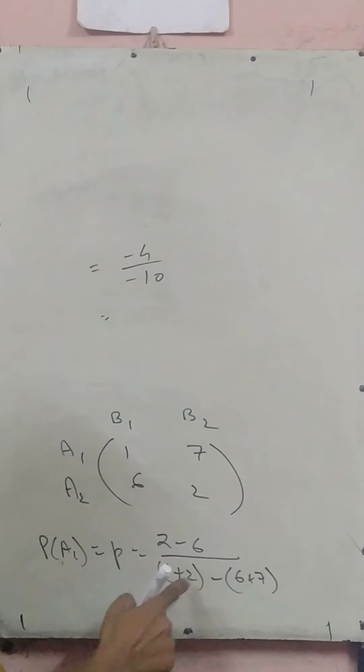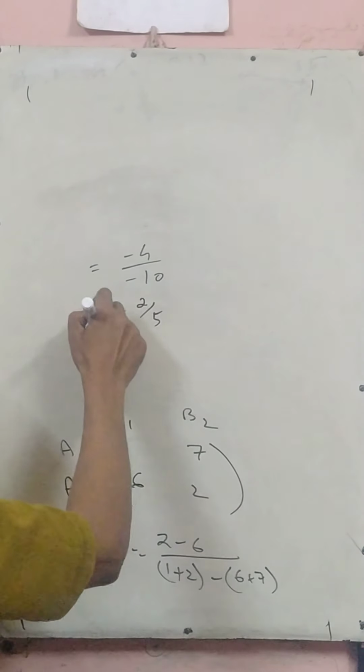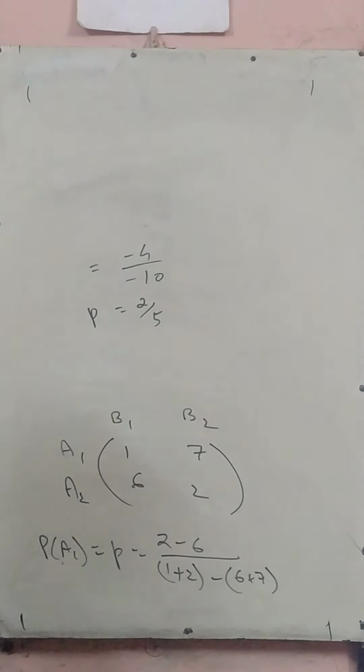Because minus 3, this is plus 3 and this is minus 13. So 2 by 5 is the probability of A1. Therefore, what is the probability of A2? That will be 1 minus P. So A2's probability is 3 by 5.